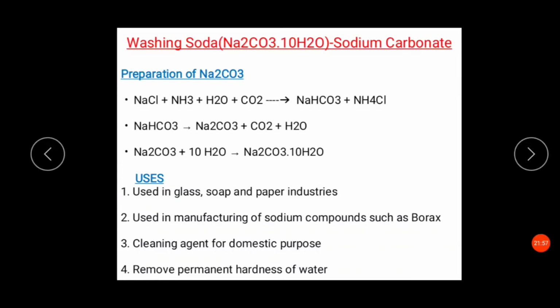It is used in glass, soap and paper industries. It is used in manufacturing of sodium compounds such as borax. It is used as a cleaning agent for domestic purposes. We all know that washing soda is used in our homes also for washing clothes, washing utensils, etc. Washing soda also removes permanent hardness of water. So these are the uses of washing soda.